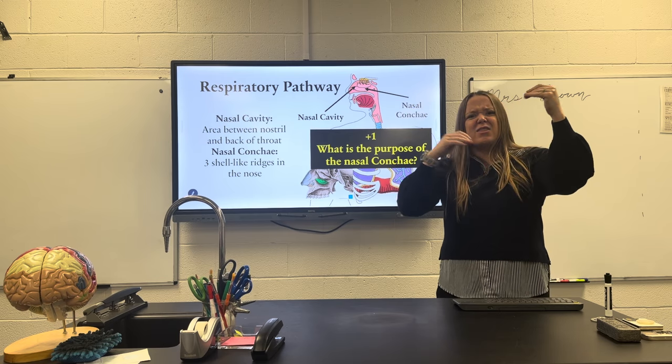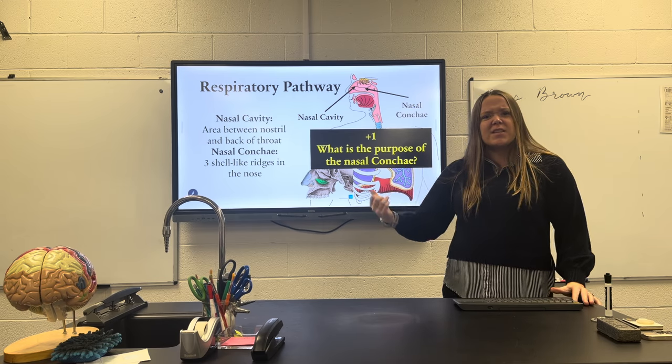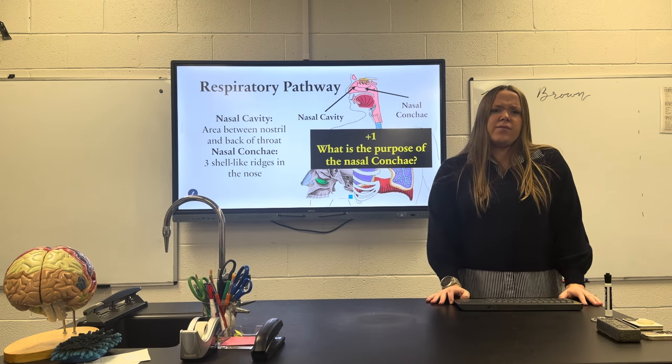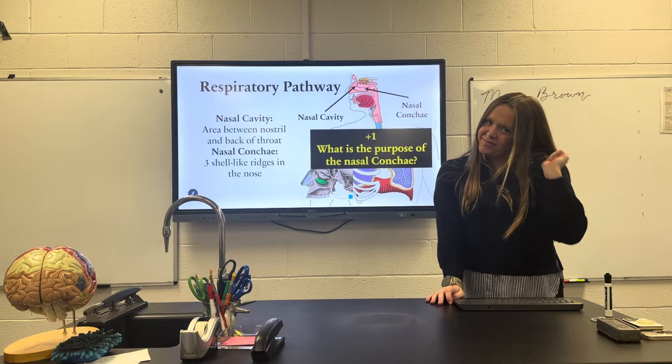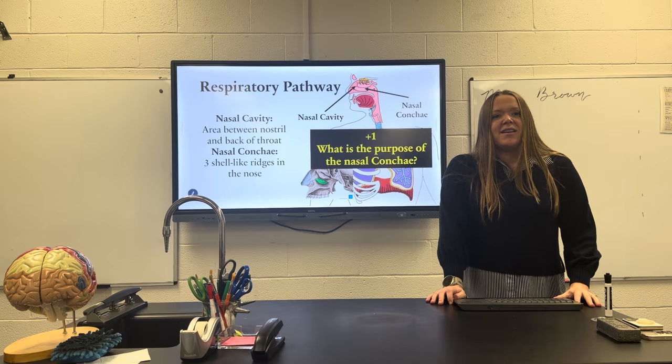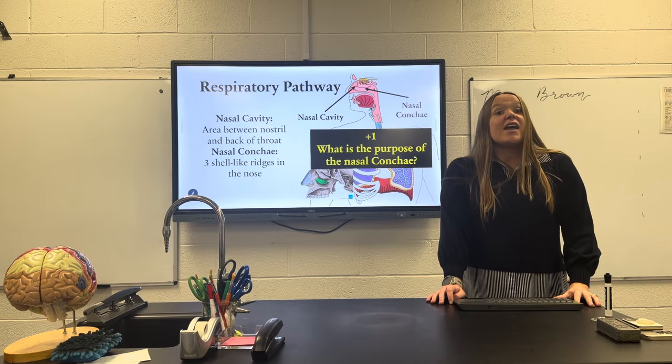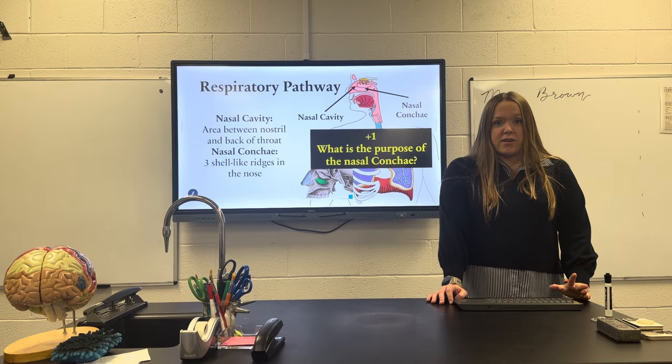There's these things in the way. Why do you think these things would be helpful or useful? What do you think, Shannon? I actually don't remember. I think it's for increased surface area to humidify the air. Yes, it does have to do with humidifying the air.